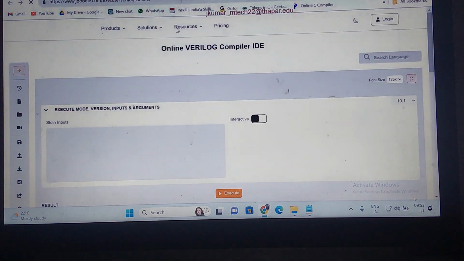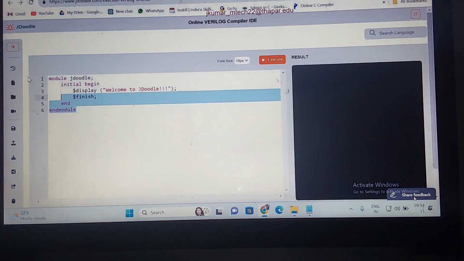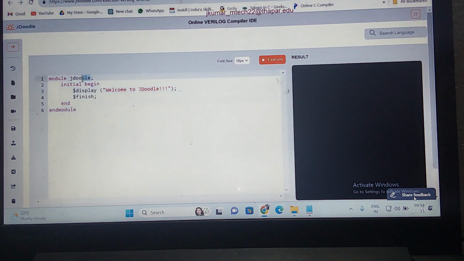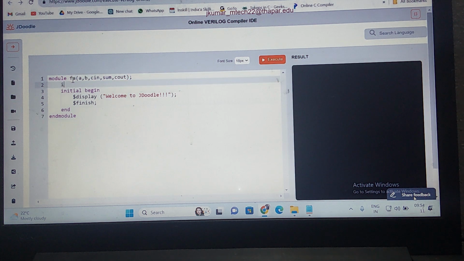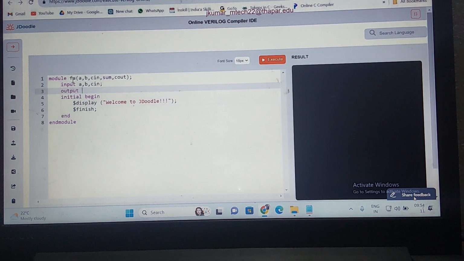Let us take an online compiler. So this is a module. Module name, shall I write full adder? What are the inputs? A, B, and let us take CI, because in a parallel adder CI is coming from the previous stage. Outputs are sum and C out. The input ports are A, B, C, and the output ports are sum and C out. This is the port declaration.